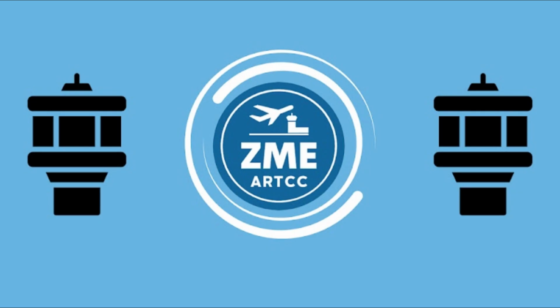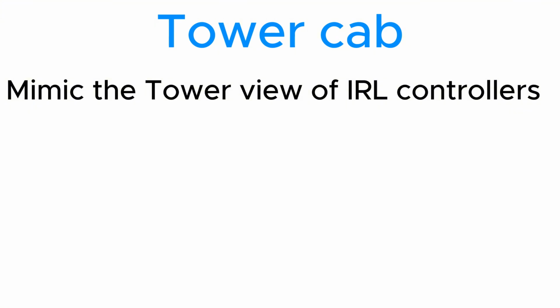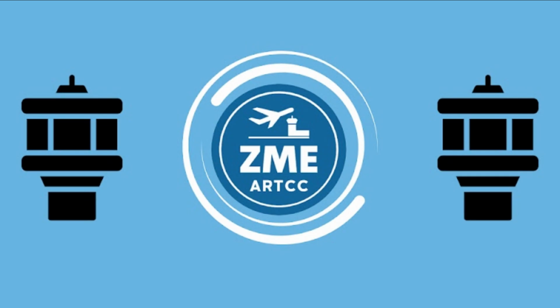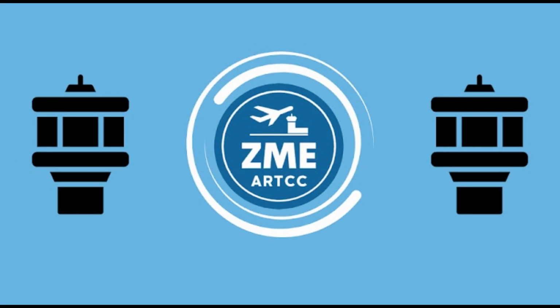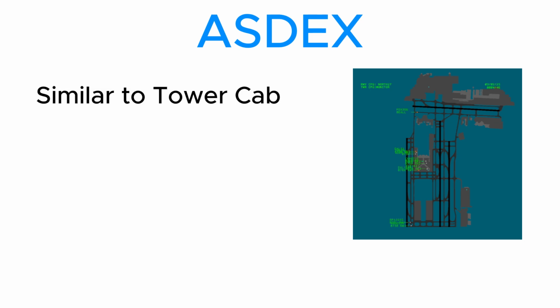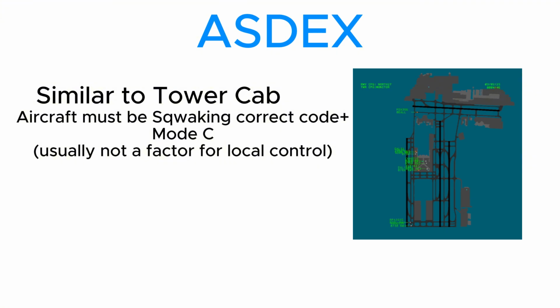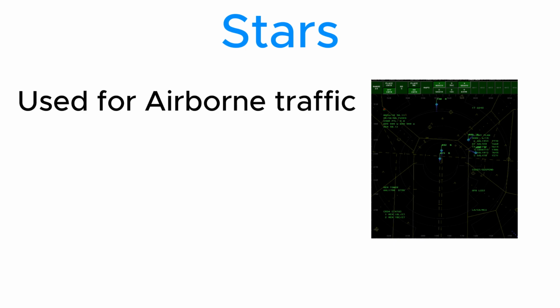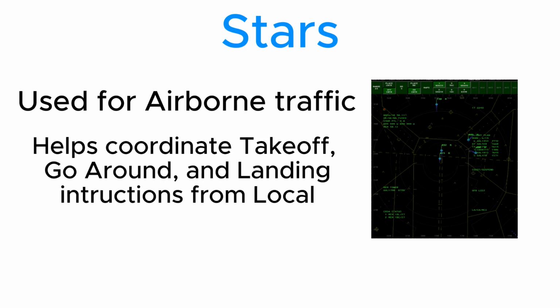The next question we need to answer is the displays that a local controller uses. The first is the tower cab, which is intended to mimic the tower view of an actual air traffic controller. But in VATSIM, the cab has almost become obsolete for tower controller setups. It often gets replaced by displays in most controller setups because of its limited usage in regards to visibility and general usefulness. The next is the ASDEX display, which is similar to the tower cab, but only shows the aircraft call sign when they're squawking the correct code. The last is the STARS, which is used to see arriving and departing traffic in order to coordinate when you can give takeoff and landing clearances.